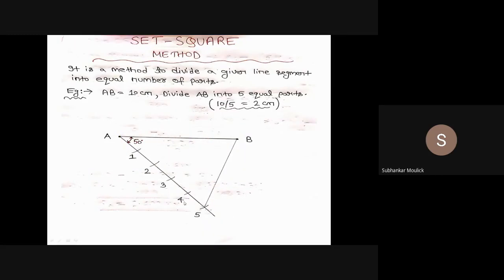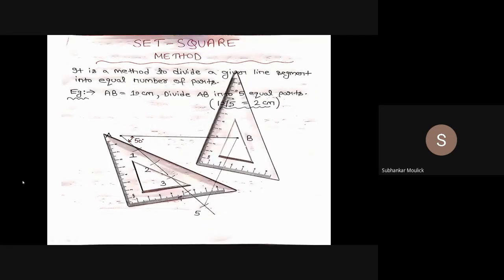For that, what I will do is, see, I have joined 5 to B. Next, I have to use two set squares. One is your 30, 60, 90. Another one is your 45, 45, 90 set square. Clear? How to use? See, this is your 30, 60, 90, and this one is your 45, 45, 90.